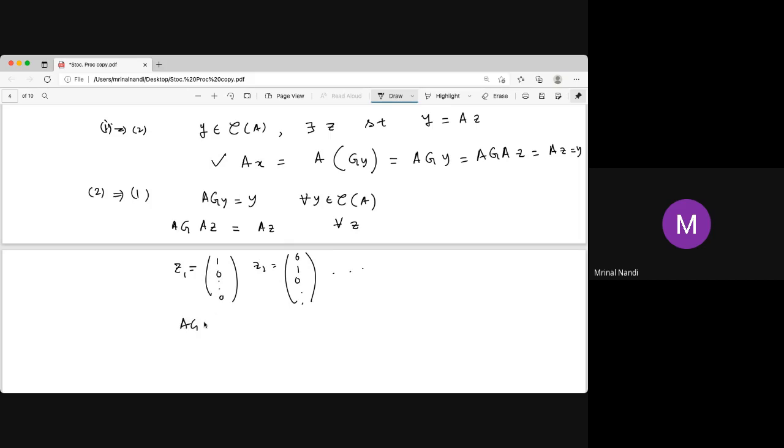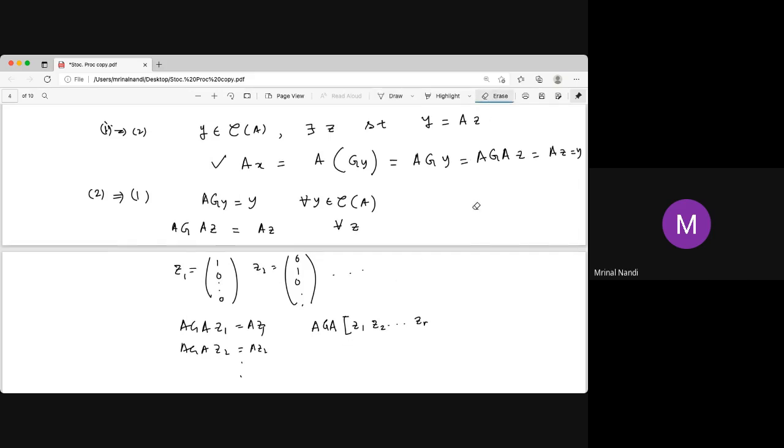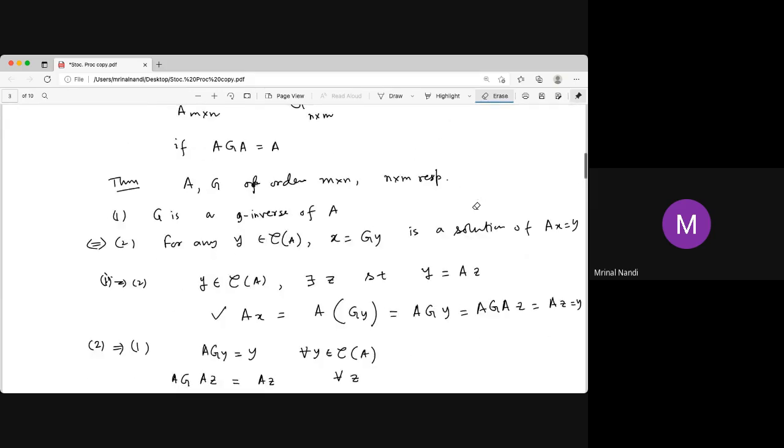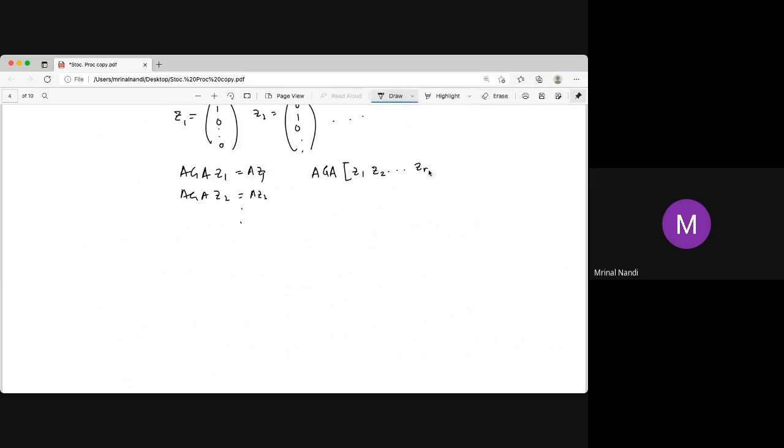Now, AGAZ1 is AZ1, then AGAZ2 is AZ2, and so on. Clubbing all this side by side, you will actually find AGA, by the partition thing, with Z1, Z2 as column vectors. What is the order of A? Order of A is M cross N, so it should be N. That is just A times Z1, Z2, up to Zn. But this Z1, Z2, Z3 is the identity matrix, because Zi is the ith column of the identity matrix. So A into identity gives the result: AGA is equal to A.